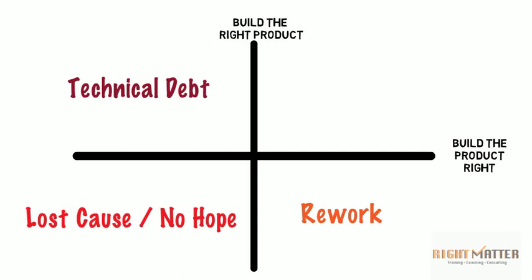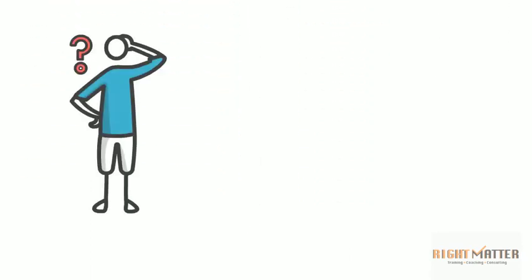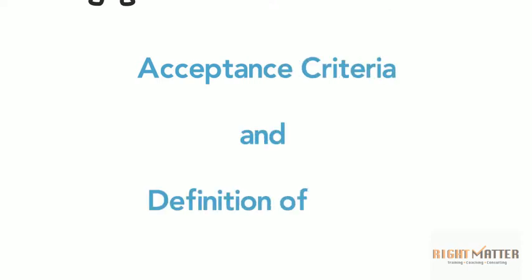What we should really be focusing on is how to build the right product and build it right. But how do we know if we are building the right product and building it the right way? The answer is to know your acceptance criteria and definition of done. So, what is this acceptance criteria and definition of done anyways?